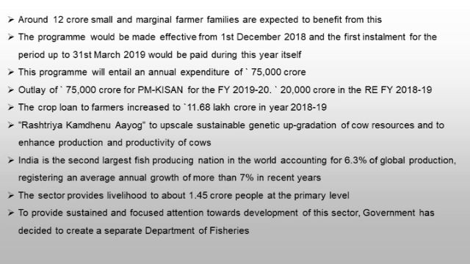Then the government has launched the Rashtriya Kamdhenu Ayog to upscale sustainable genetic upgradation of cow resources. Because friends, in India, one of the problems of our animals is low productivity. So this Kamdhenu Ayog will ensure the cows are genetically proper. Then the government has announced a separate department of fisheries, so now fisheries will have a dedicated department.